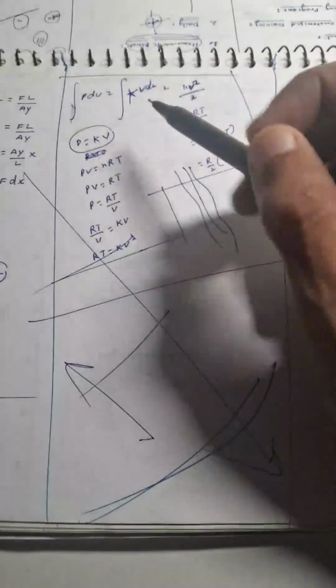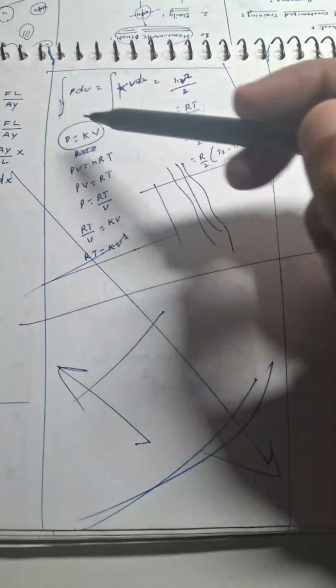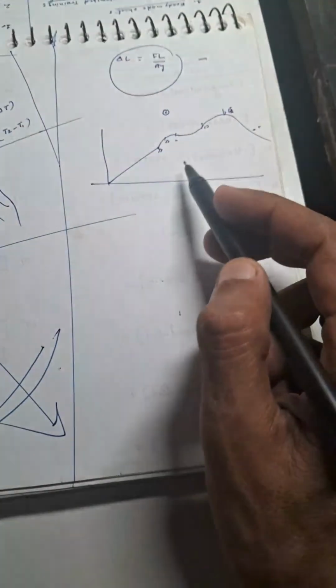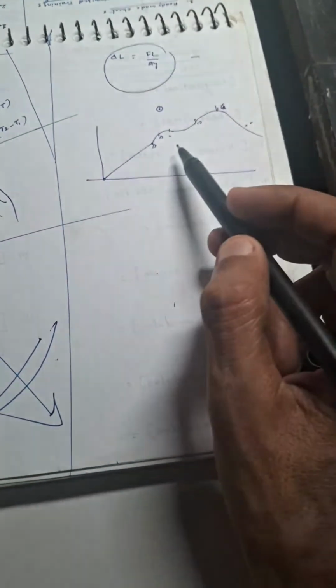Then is another discussion on work done by a gas. It is given by integration PdV, and after solving we get this result. Then is the stress strain curve analysis for a general material. It varies like this.